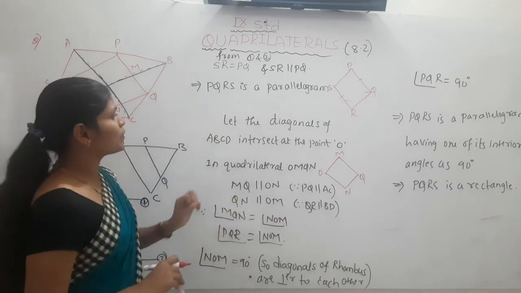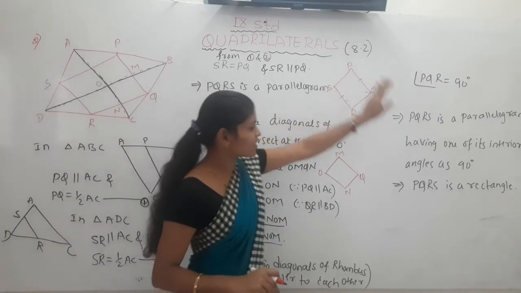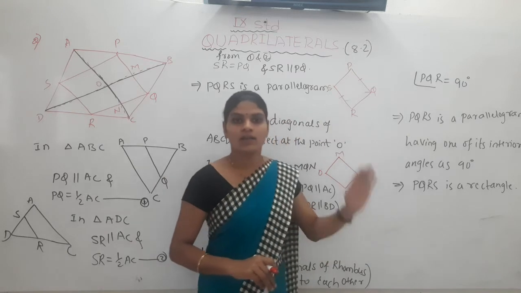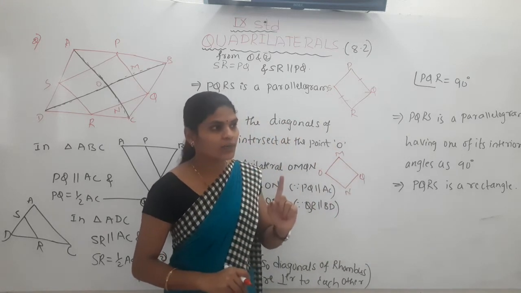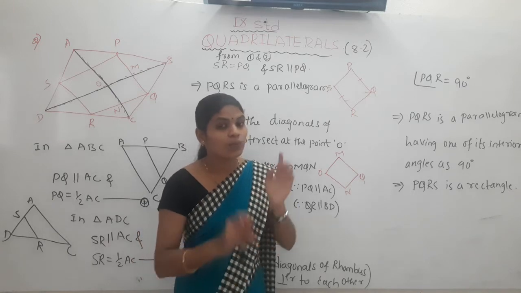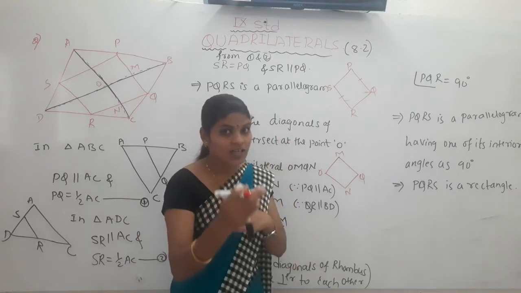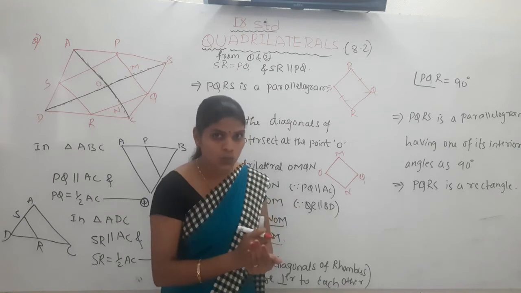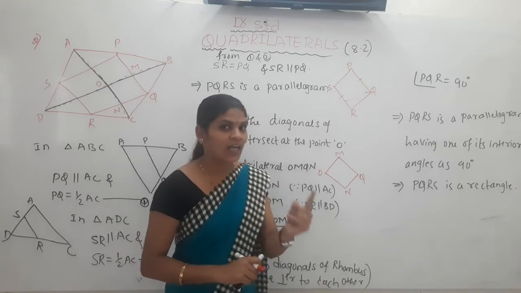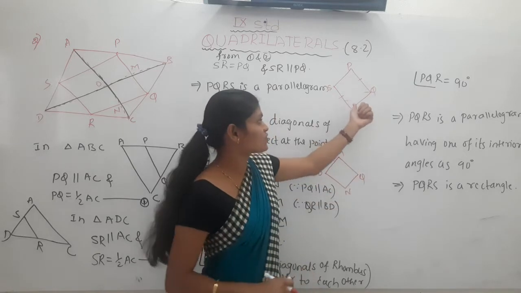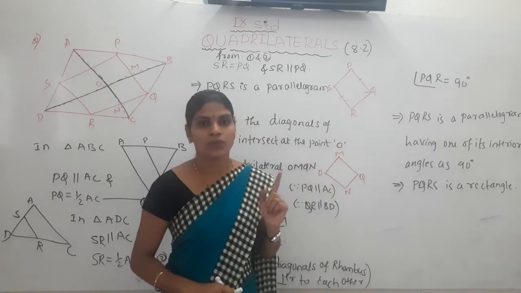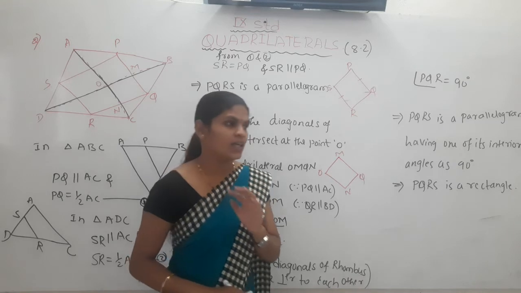Now what should we do? We have to show that this parallelogram is a rectangle. So what should PQRS be? A rectangle. What is the condition for it to be a rectangle? Opposite sides are equal as well as parallel, and also one of the interior angles of this quadrilateral should be 90 degrees. Yes, you got it?